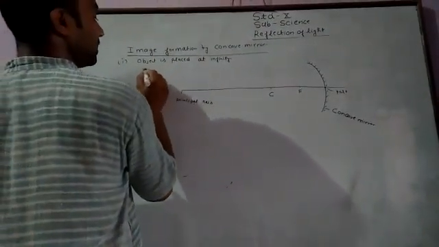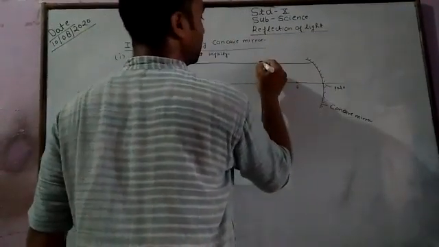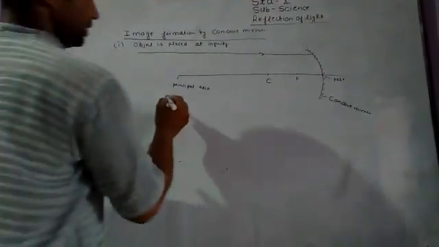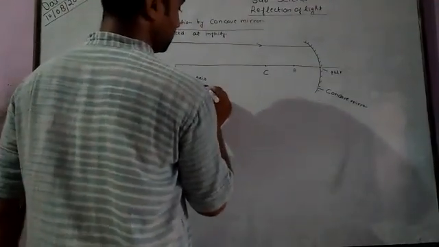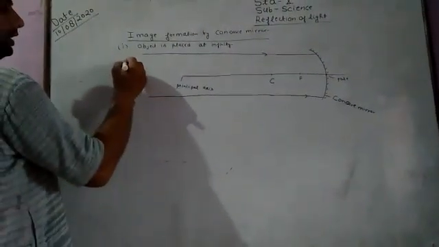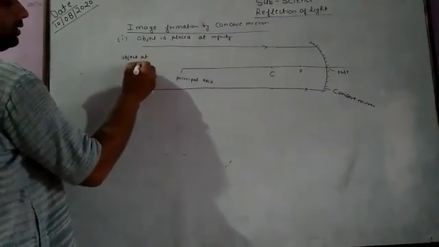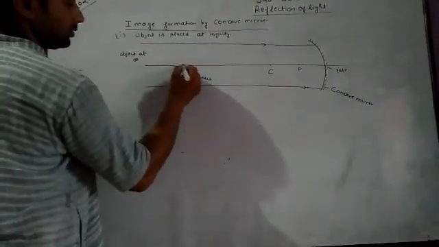If the object is placed at infinity, it means the rays are coming from infinity. We have to know the first basic principle: the rays are coming parallel to the principal axis. The object is at infinity, it means the object is placed here. So we have to draw the first basic image formation rule.